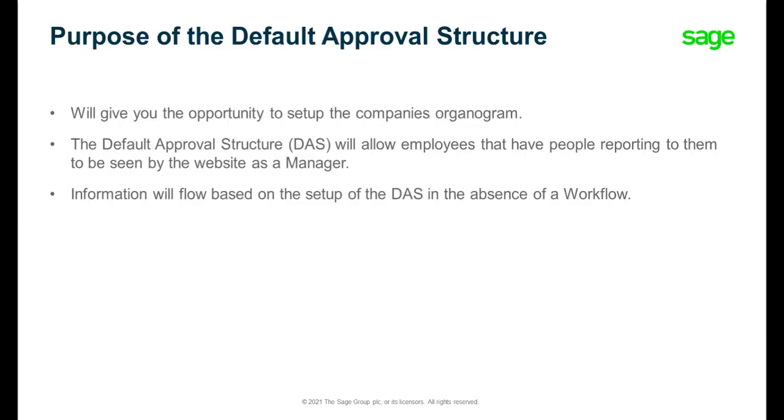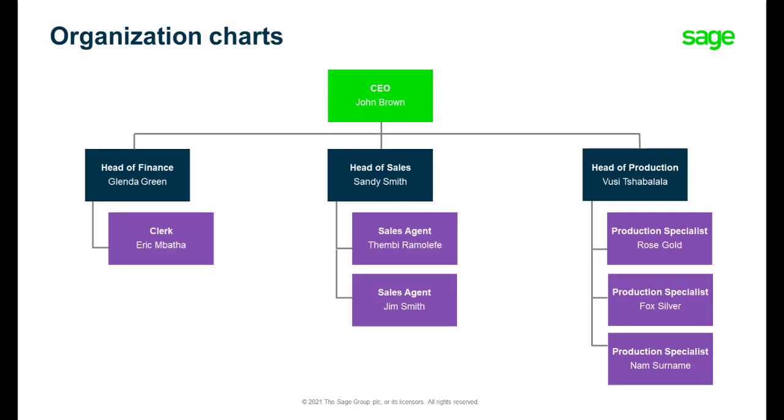The purpose of a default approval structure is to illustrate the company's organogram. It will also help the website to identify who will be labeled as managers, and in the absence of a workflow, it will be the default path the information will flow. For the purposes of this video, we will recreate this company's organogram.